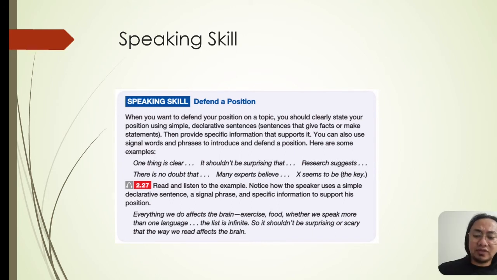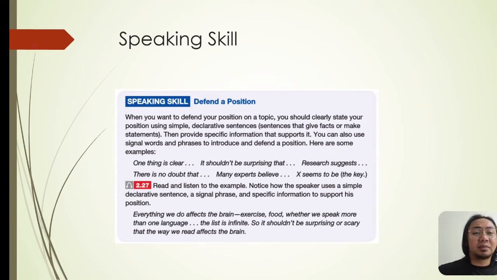So in order to do this, you need to be able to defend, not just defend, but the first step is to state your position and then to defend that particular position by giving examples, by giving facts, by giving opinions, by giving proof, evidence to support your stand. And of course, the textbook suggested a few phrases that you can use to give out your stand, to make your audience understand your stand, and also to defend it.